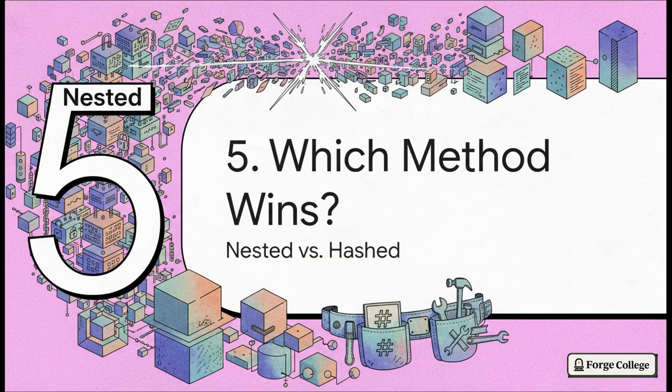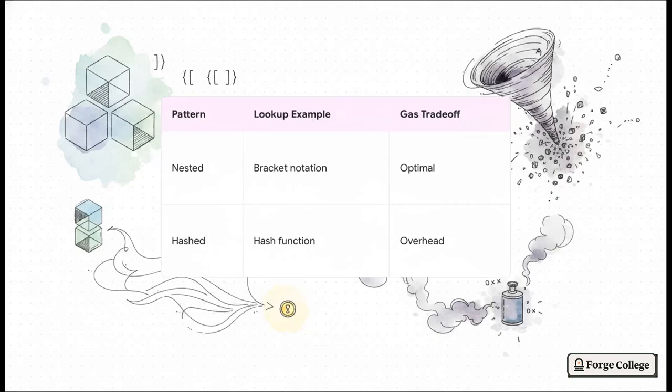Section 5. Which method wins? Nested versus hashed. Let's set up a quick head-to-head showdown so you know exactly which tool to pull from your developer belt. When we look at lookup syntax, nested mappings are super intuitive. You literally just use bracket notation twice. Easy. Hashed keys, on the other hand, require you to call that hashing function first. For access patterns, nested mappings are incredibly gas-optimal when you're frequently querying using both keys together. It's just built right into the language structure.